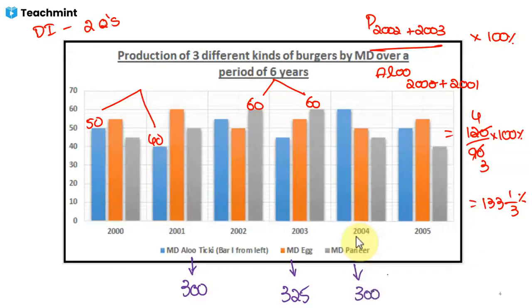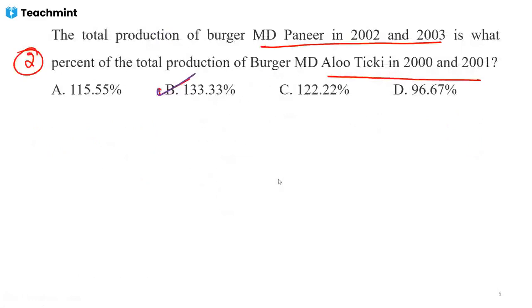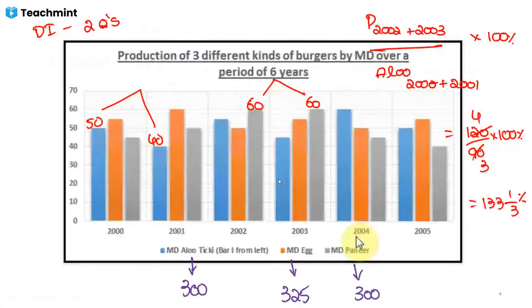So egg has the maximum sum. So the average is also maximum for egg only. Excellent, option D is correct. Egg has the maximum sum. Good to see responses from a few people at least. Good. Data interpretation, we can expect 2 questions in CoCubes. So 2 questions here we discussed, right?